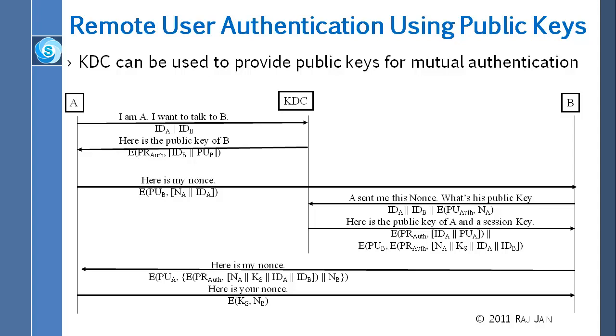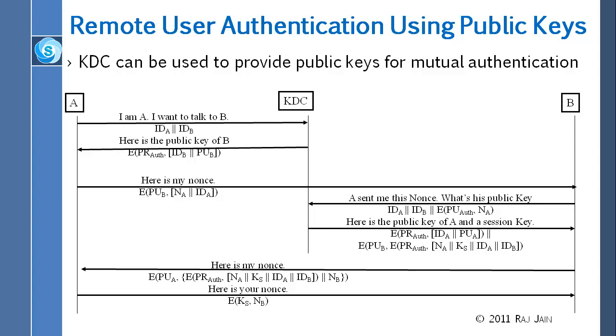So there are two things here. Here is the public key of A and here is the session key. The session key is specified here, right, along with the nonce. So then B responds back with, here is your nonce, here is my nonce, and here is the session key. Now prove to me that you understand all this. So A says, yep, I understand, here is your nonce.